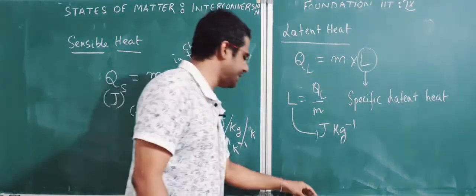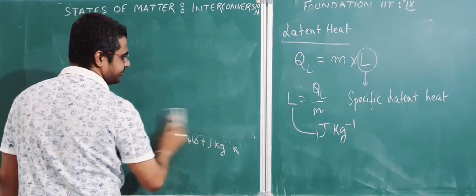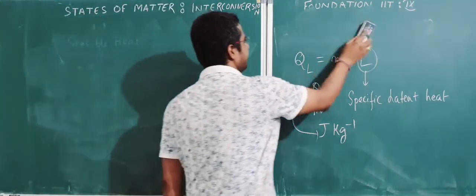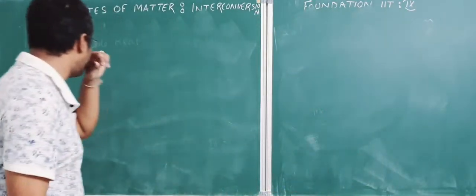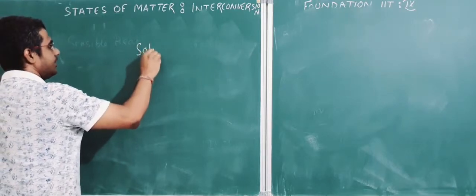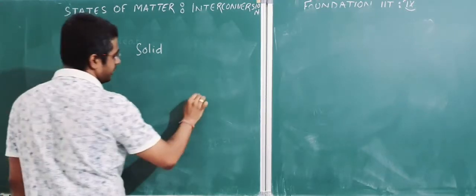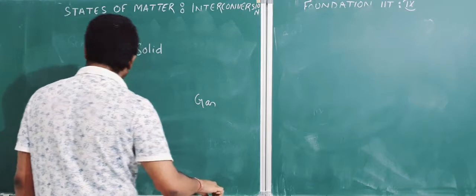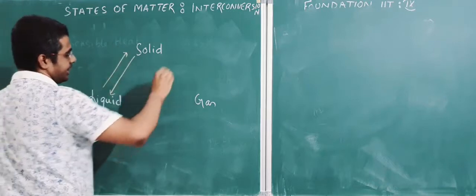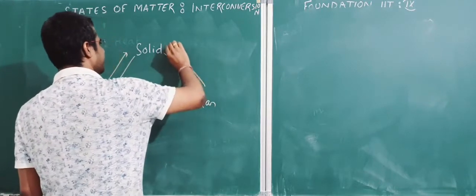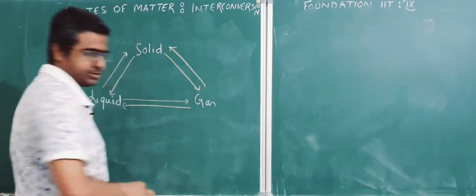Okay. Now we will be doing a very simple chart of interconversion. Okay, it's a very simple one. Solid, liquid and gas. Okay, so there can be solid to liquid, liquid to solid, solid to gas, gas to solid, then liquid to gas, gas to liquid. So all this we need to do now.